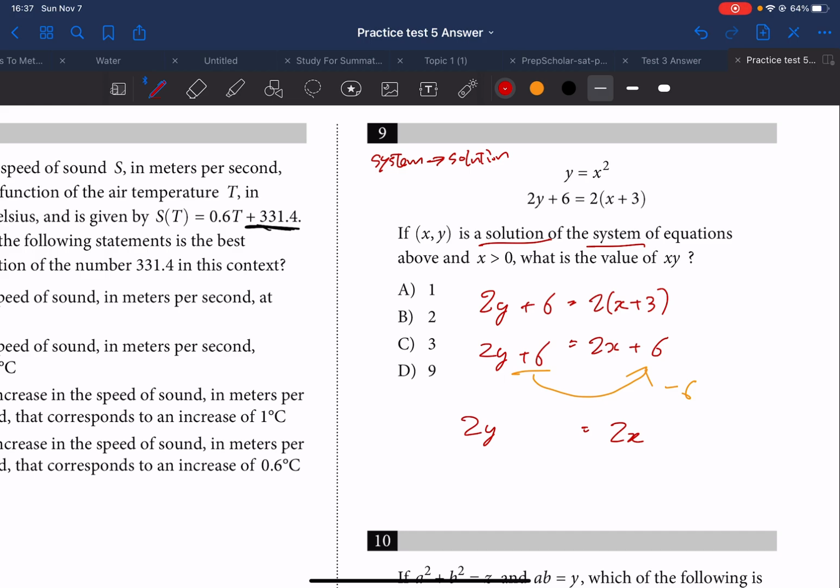In order to get into a y format, you should divide both sides by 2. Now we have y equals x. So let's compare the first one and the second one. The first one, we have y equals x squared. In the second one, we have y equals x.